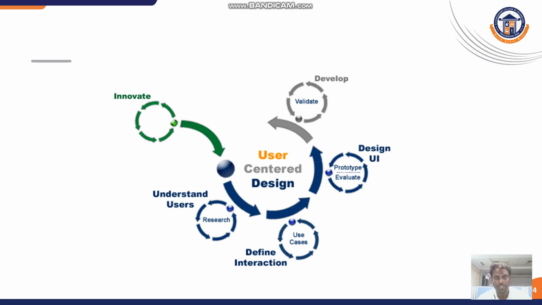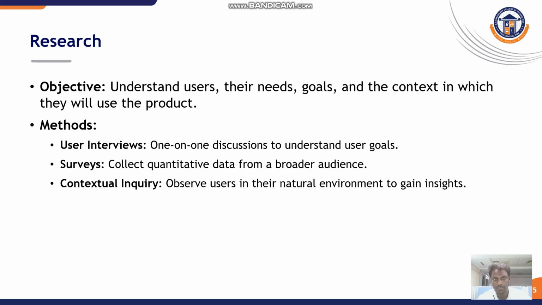So this is the overall picture for you guys, where the user plays the central key part and all the areas of development revolve around it. The first phase is research. In the research phase, I have to get an idea of who my user is, what tasks we have to accomplish with the product, how the user is going to use it, and in which environment it is going to work.